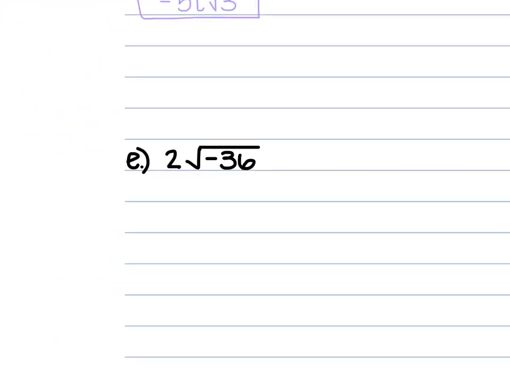For E, we have 2 times the square root of negative 36. So that i comes out. And then we have 2i times the square root of 36, which is going to be 6. 2i times 6 is just 12i.